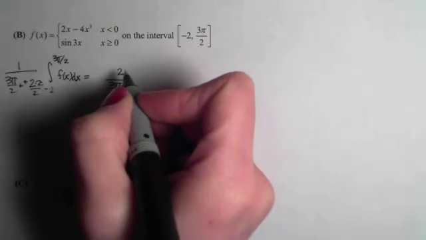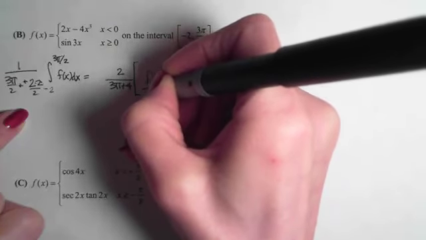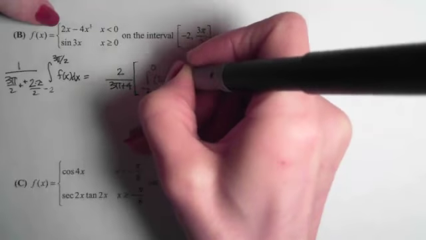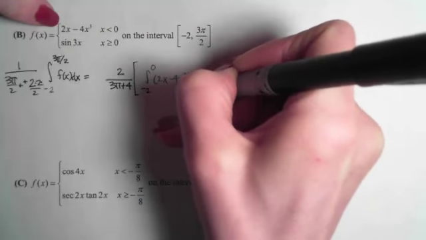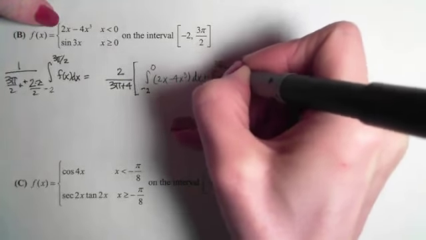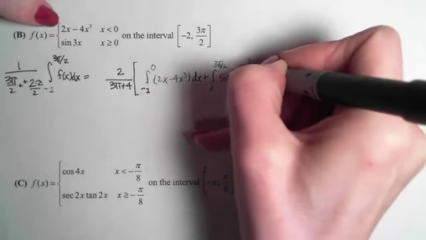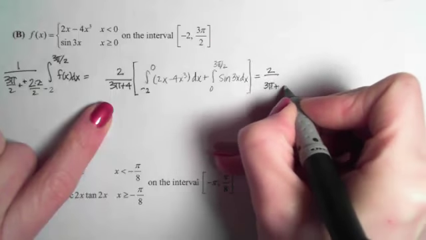So now let's look at breaking up this integral. I will accumulate from negative 2 up to 0 on the 2x minus 4x cubed, and then I'll pick back up again at 0 and continue on to 3 pi over 2 on the sine of 3x. So I now need to find the antiderivatives.